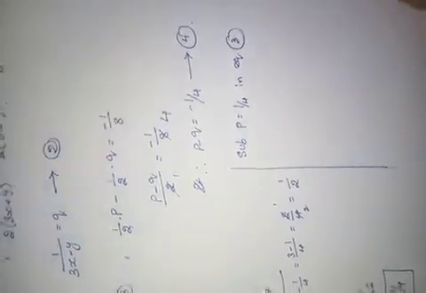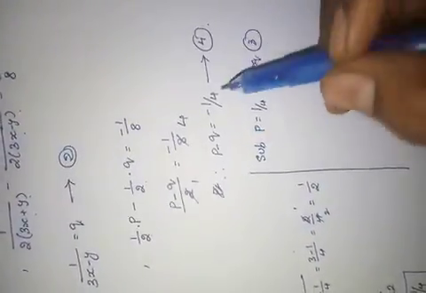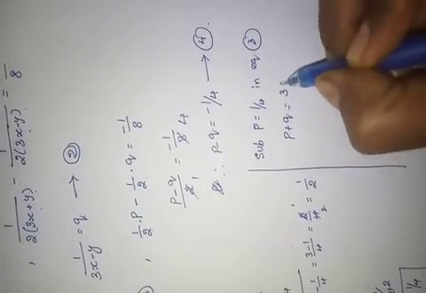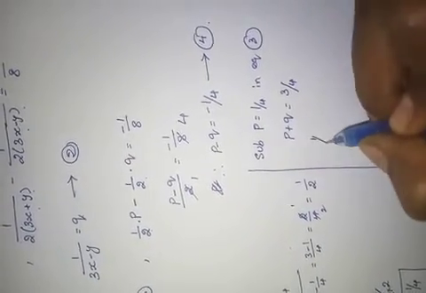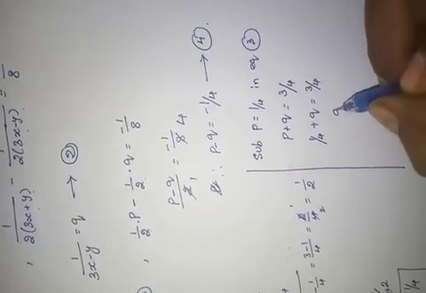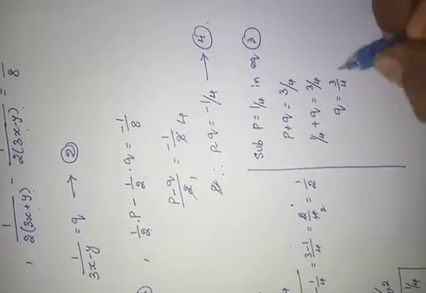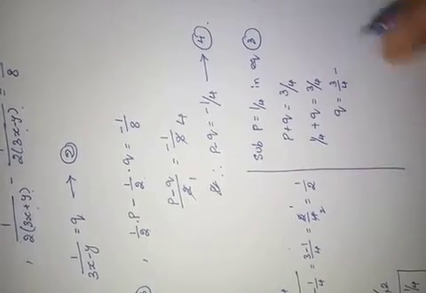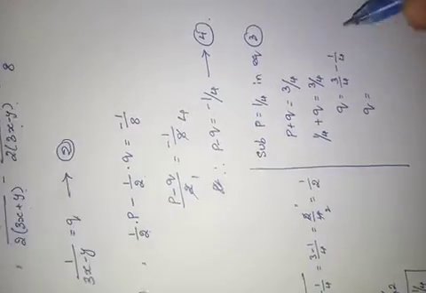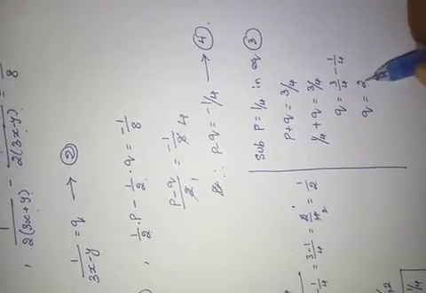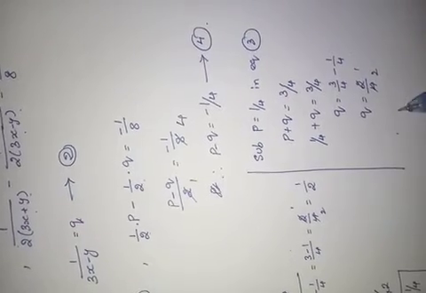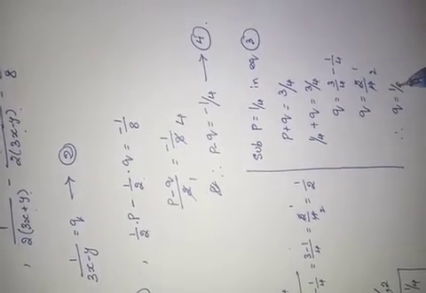I am taking equation 3. You can do it using equation 4 also. p + q = 3/4. p is 1/4, no? 1/4 + q = 3/4. q = 3/4 − 1/4, if I send it to that side, minus 1/4. q = (3 − 1)/4, how much? 2/4. Therefore, q = 1/2.